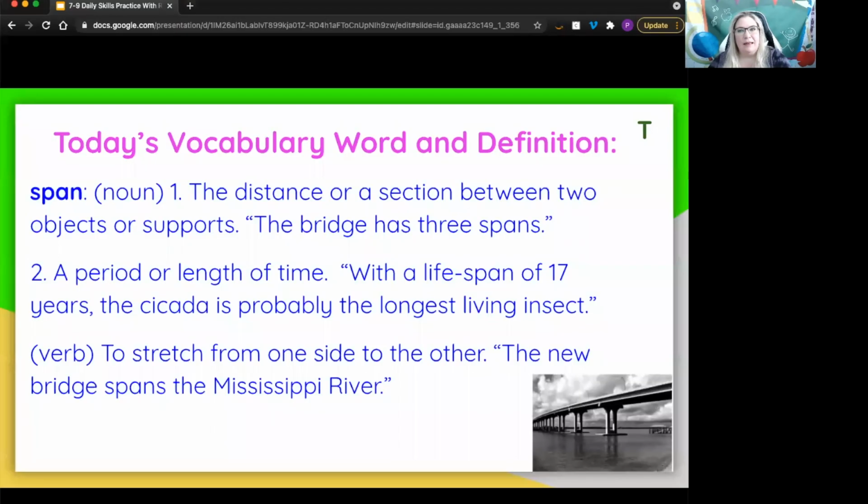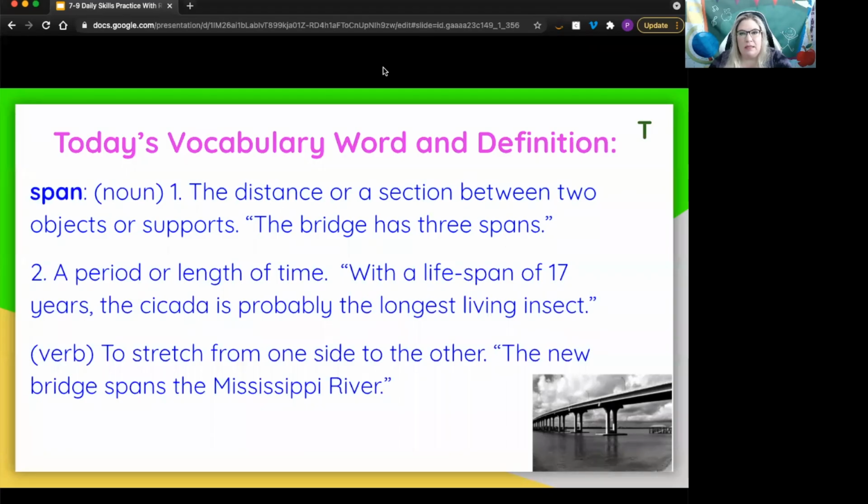Today's word is span. Span can be used as a noun or a verb. Now, there's two different noun definitions. We can use it like this: the distance or a section between two objects or supports. The bridge has three spans.